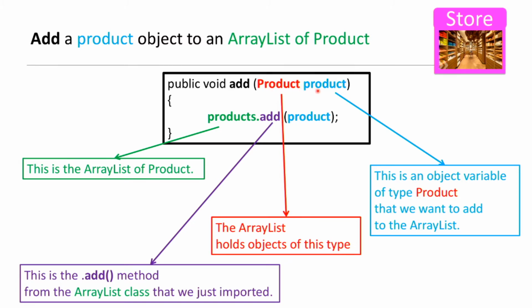Just to be clear, we are implementing the add method for our store class. It takes in an object variable, product, of type Product, and we're using that product to pass into the add method of the array list products.